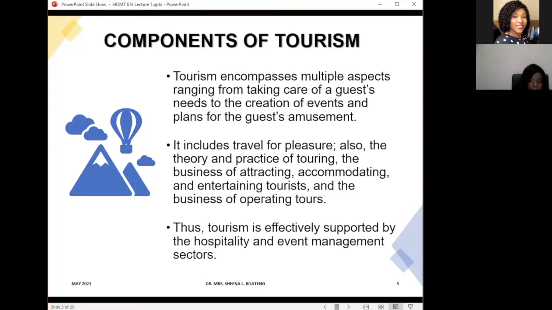And some are also solely into the business of operating these tours that we are talking about that involve touring and moving from place to place to give tourists a feel of the environment that they find themselves in. So based on all that we have discussed, you realize that tourism is effectively supported by hospitality and events management. Hence, we are saying the three go hand in hand and they intersect and influence each other, because without one, the other cannot function. Am I making sense?